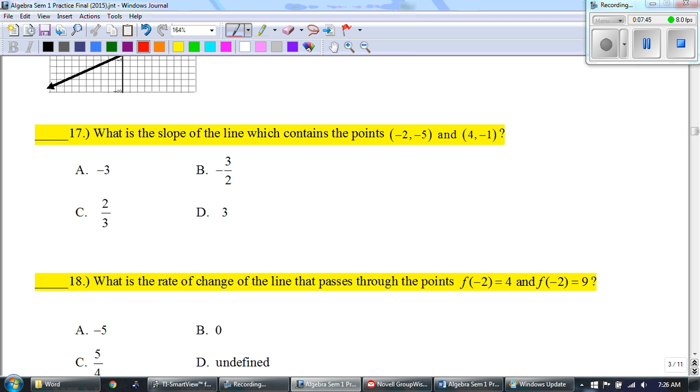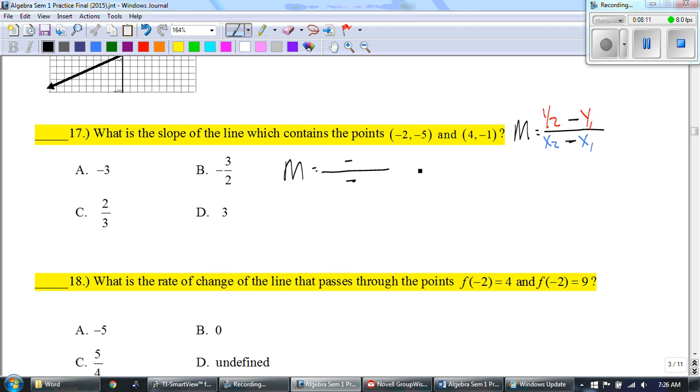Number 17, what is the slope of a line which contains the points negative 2, negative 5, and 4, negative 1? So just remember, when we're using the slope formula, we're going to be subtracting. The y's go on the top, y2 minus y1, and on the bottom, x2 minus x1.